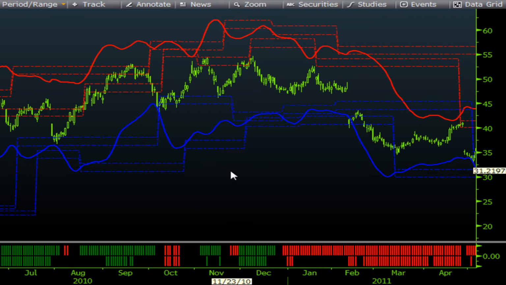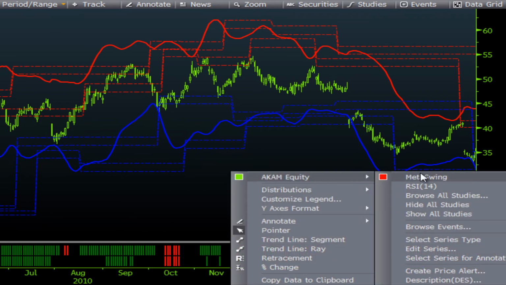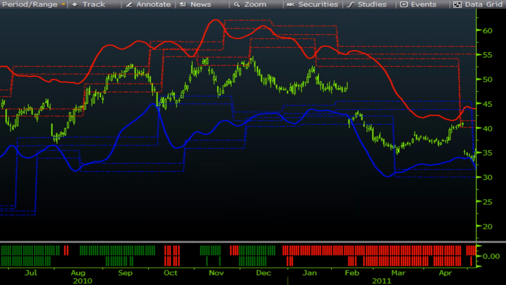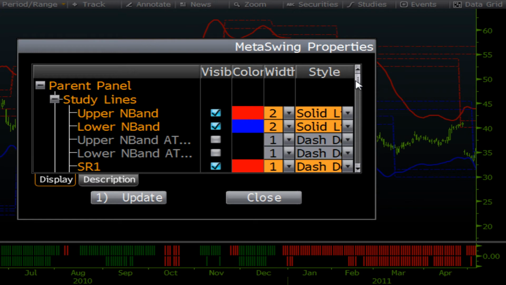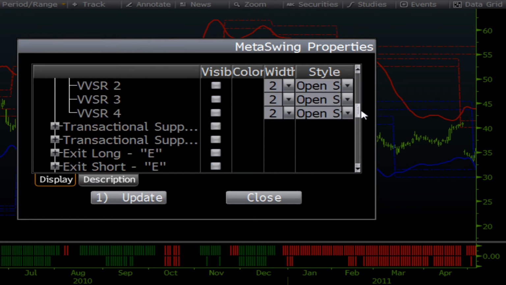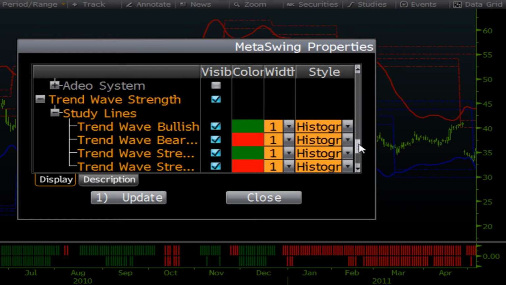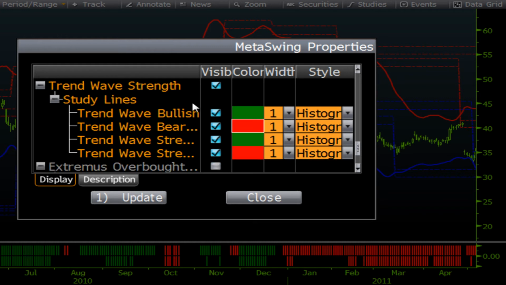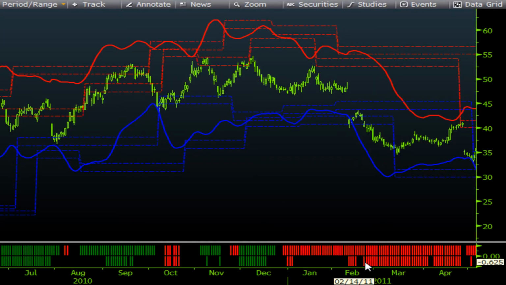To change the way that they look, simply right click, go to Edit, Color and Style for MetaSwing, and then scroll down till you get to trend wave. There's a master on-off checkbox for each component, and you can adjust colors and widths, etc. Just make sure those are on, and when you do that, you'll see the trend wave at the bottom of the screen.